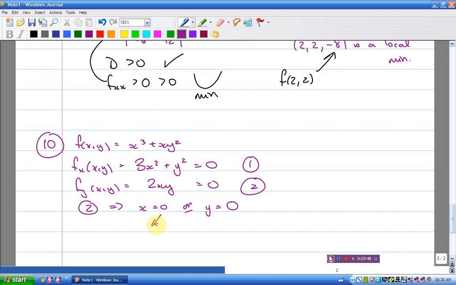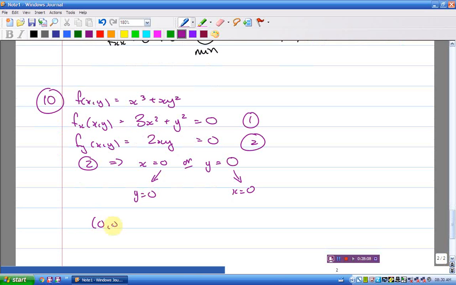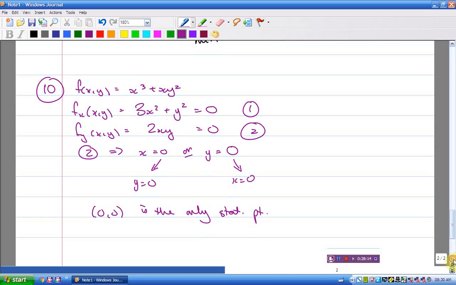If I plug x equals 0 into equation 1, I get 0 plus y squared equals 0. That must mean y equals 0. If I plug y equals 0 into equation 1, I get 3x squared plus 0 equals 0. That means x equals 0. Looks like I only have one solution: (0,0) is the only stationary point. Okay, cool. Let's do the second derivative test.